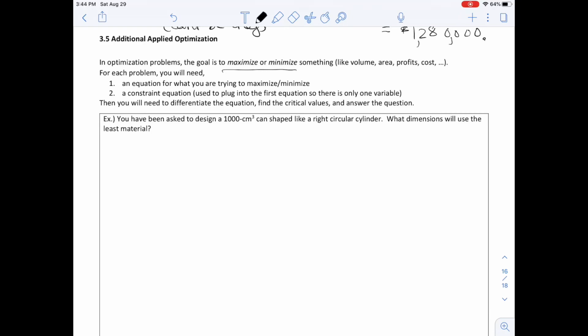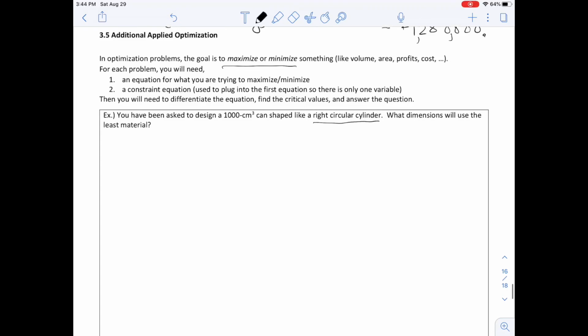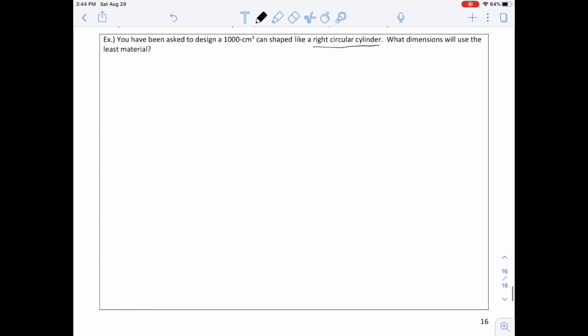So the first example that we have says you have been asked to design a 1,000 centimeters cubed can shaped as a right circular cylinder. What dimensions will use the least material? So when it talks about a right circular cylinder, if you don't know things as you're going through the homework, make sure you look them up. On an exam, I will make sure that I tell you guys shapes and also give you guys formulas, but homework, feel free to look up whatever you don't know and you can't remember.